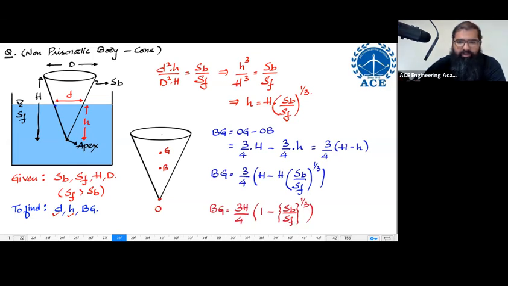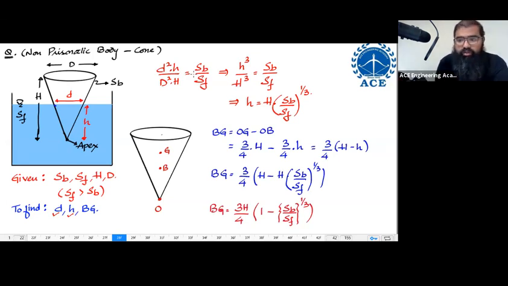How it is 3 by 4, you should know these values. In the case of cone, it is 3 by 4. In the case of triangle, it is 2 by 3. Yes, these are standard values. It is better if you can remember them. Okay, so these are some standard questions you have in the case of the buoyancy concept.